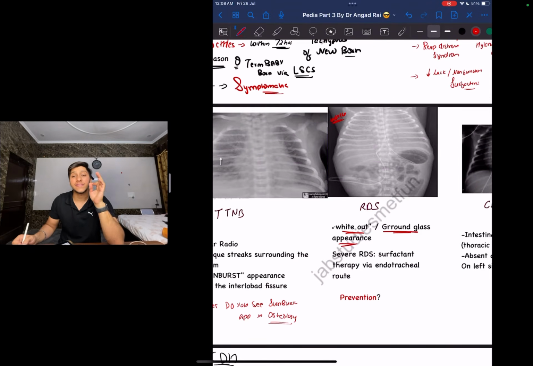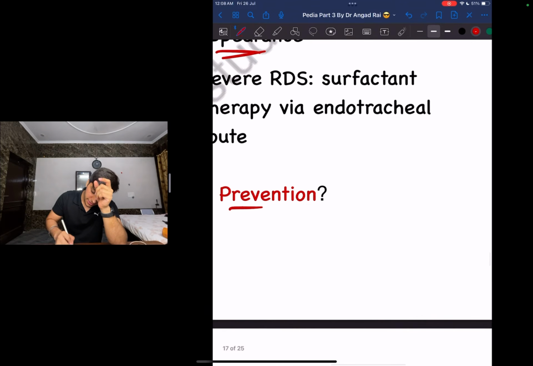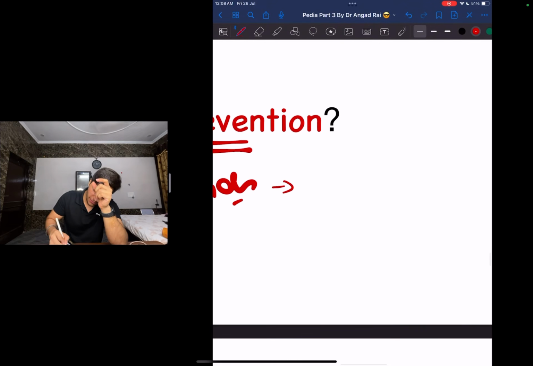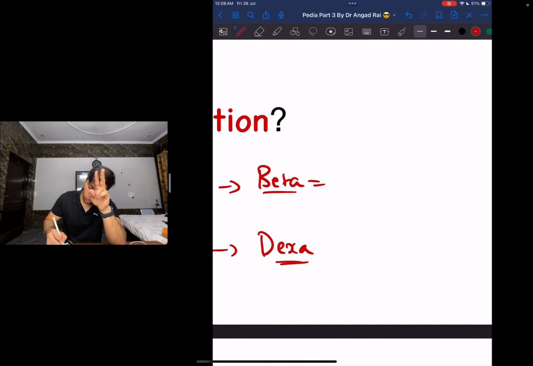And in case of severe RDS, we have to give surfactants, and we are going to give them via the endotracheal route. How do you prevent RDS, guys? By giving corticosteroids. Two you can give: one is betamethasone, and another one is dexamethasone. Now beta means 2, so we'll give it 2 times, that is 12 milligram will be given 24 hours apart, also 2 times.